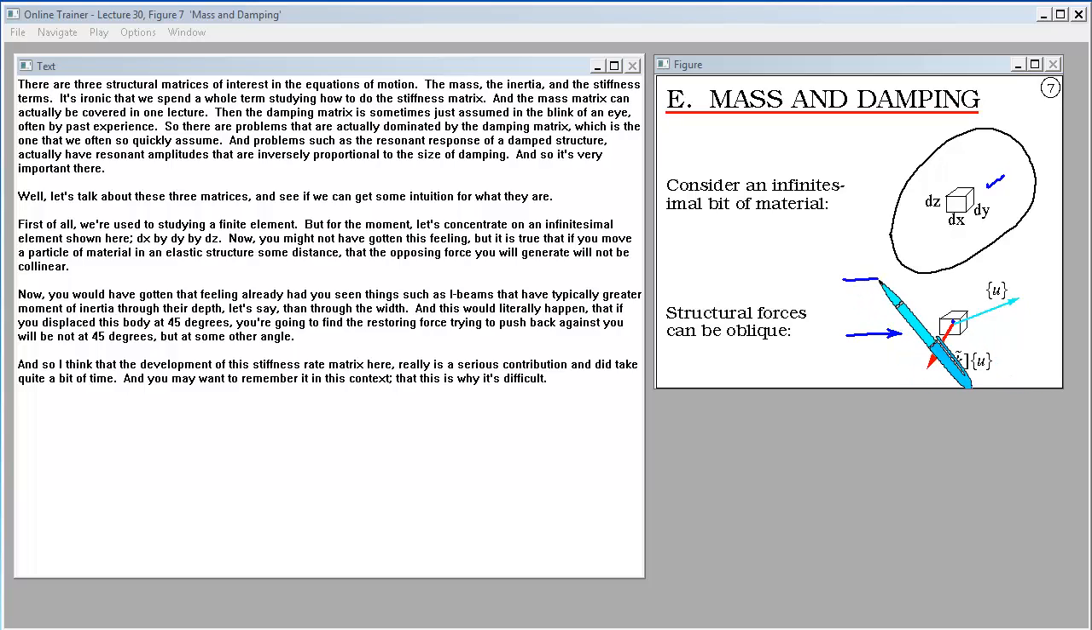Now, you would have gotten that feeling already had you seen things such as I-beams that have typically a greater moment of inertia through their depth, let's say, than through the width. And this would literally happen, that if you displace this body at 45 degrees, you're going to find the restoring force trying to push back against you will be not at 45 degrees, but at some other angle. And so I think that the development of this stiffness matrix here really is a serious contribution and did take quite a bit of time. And you may want to remember it in this context, that this is why it's difficult.